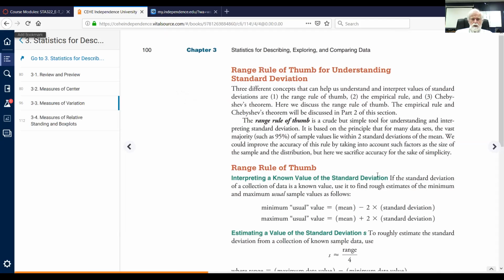Rules of thumb. Remember, we have a standard deviation. If we look at, there's something called a range rule of thumb. We look at the range.